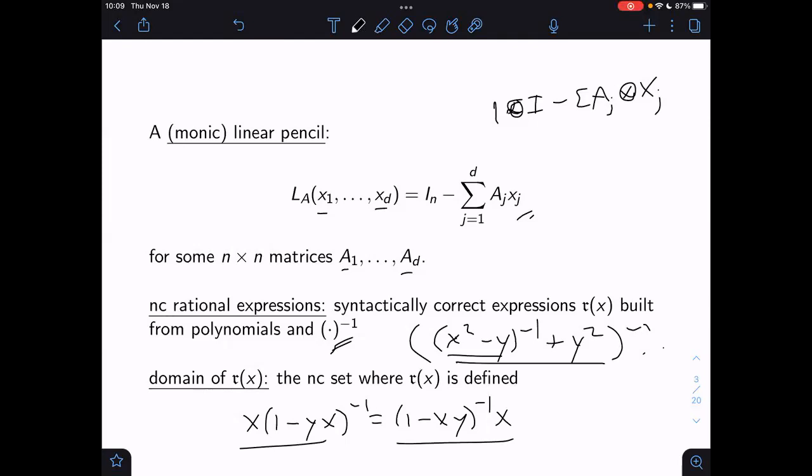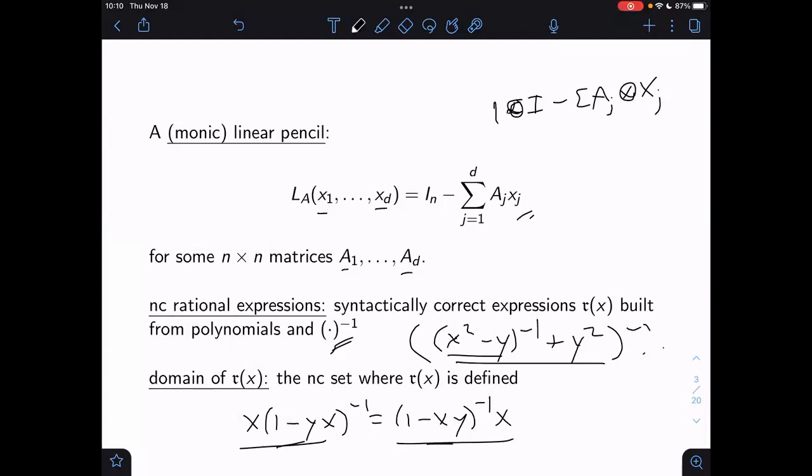So strictly speaking, when you want to talk about an NC rational function, I won't state things too precisely, but roughly speaking, what you have to deal with are equivalence classes of rational expressions. And so these two rational expressions would belong to the same equivalence class, because their domains have non-empty intersection, and on that intersection they're equal. So really an NC rational function, properly speaking, should be an equivalence class of rational expressions, but I won't worry too much about the details.